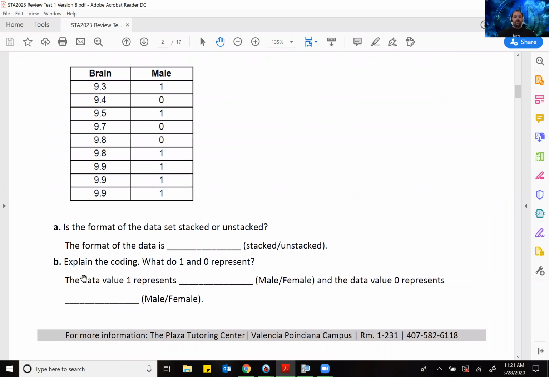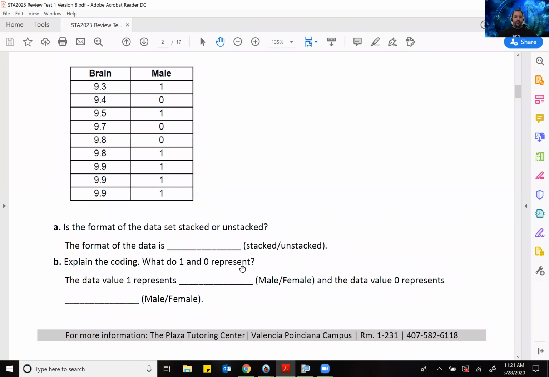Okay? So it says explain the coding. So what does one mean? Male. Yeah. Okay, you got it. One is male and the 0 is? Female. You betcha. I'm just writing down this information. So if it seems like I'm pausing for a moment, I'm just writing.